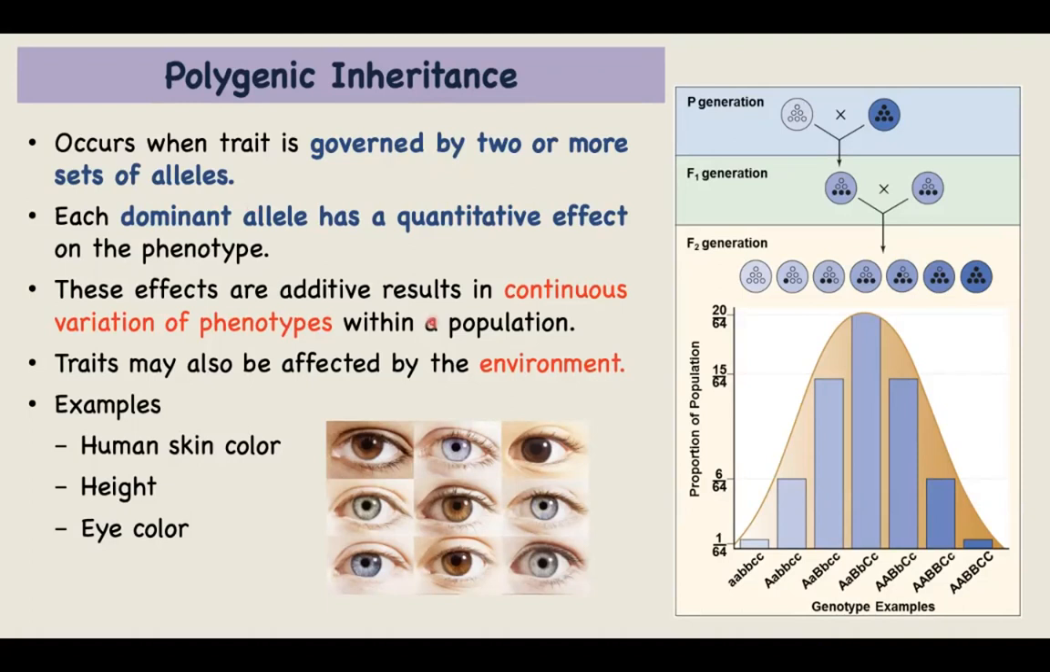Okay, contohnya kat bawah ni. We have A, B and also C. Two or more sets of alleles. So this is three sets of alleles. So each dominant allele has a quantitative effect on the phenotype. So these effects are additive. Maksudnya it is a continuous variation of phenotype within a population. Because of this, the trait may also be affected by the environment.